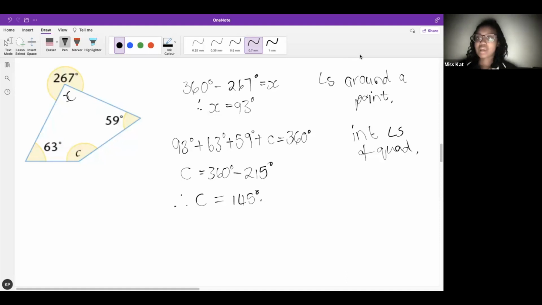Okay, thumbs up, thumbs down. Are we good? Sai's like, I'm lost, very lost. Where have we lost you, Sai? Remember, this is a quad, right? And we know that the interior angles of a quad add up to 360 degrees. So we wanted C, but in order to get C, you need X. So we find X by using angles around a point and the 267. So X is over here. Okay.